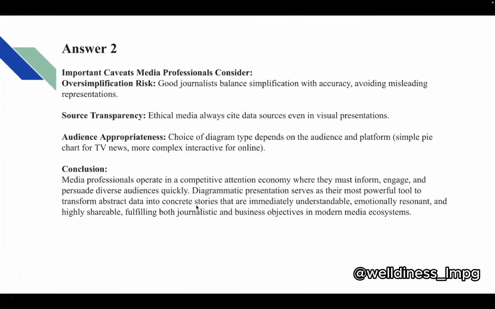Now, conclusion. Media professionals operate in a quantitative attention economy where they must inform, engage, and persuade diverse audiences quickly. Diagrammatic presentation serves as their most powerful tool to transform abstract data into concrete stories that are immediately understandable, emotionally resonant, and highly shareable, fulfilling both journalistic and business objectives in modern media ecosystems.